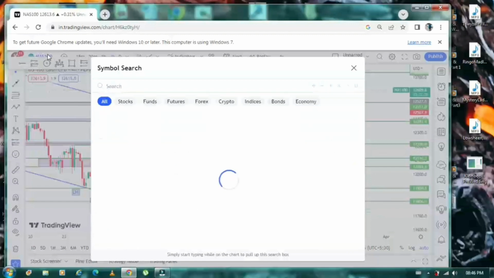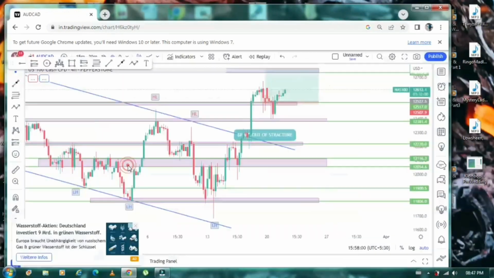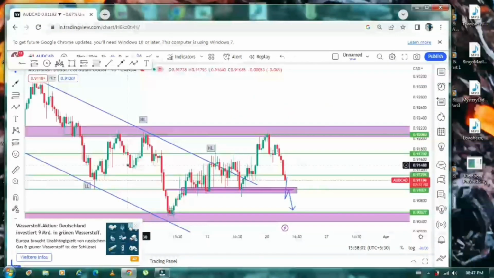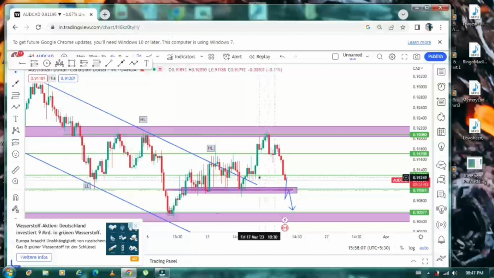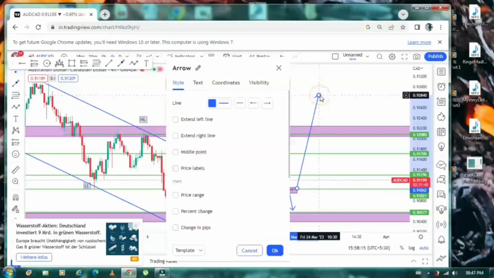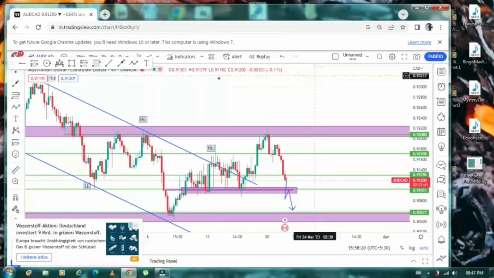And what do we have in there? This one we are still looking for. If the market comes to this area, we might be looking for a buy into this area. But that is all from me.